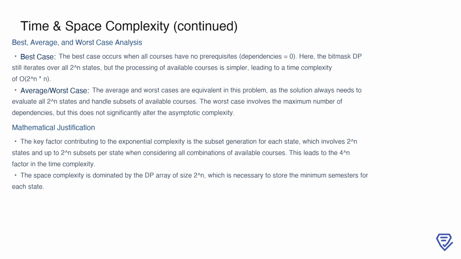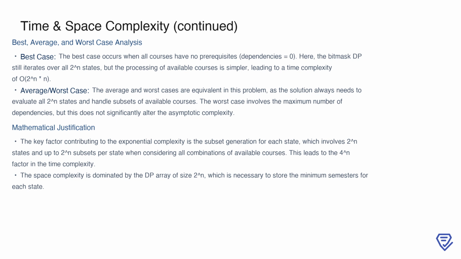On the other hand, the average and worst cases are effectively the same in this problem, as the computation always involves evaluating all 2^n states and generating subsets of available courses. The worst case, with the maximum number of dependencies, does not change the asymptotic complexity but may slightly increase constant factors. Mathematically, the exponential complexity arises from subset generation for each state.